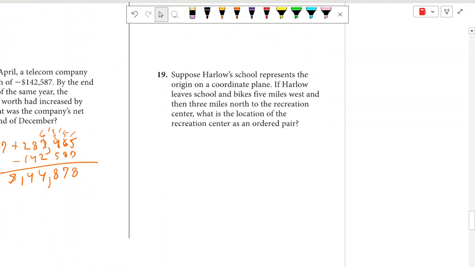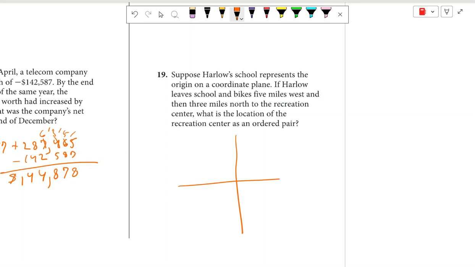Number 19. Suppose Harlow's school represents the origin on a coordinate plane. If Harlow leaves school and bikes 5 miles west and then 3 miles north to the recreation center, what is the location of the recreation center as an ordered pair? Now, we don't have a chart here, but you are always free to draw pictures to help you out.